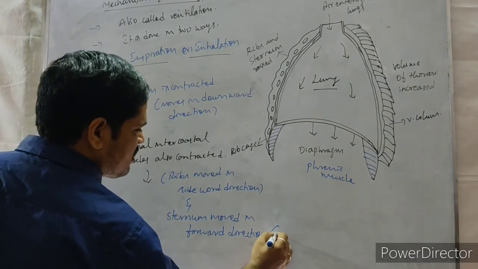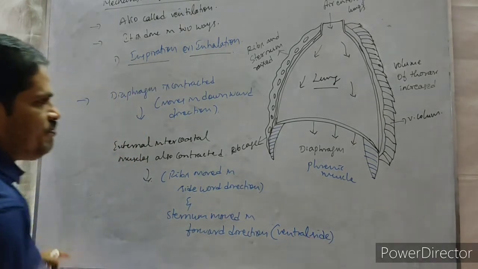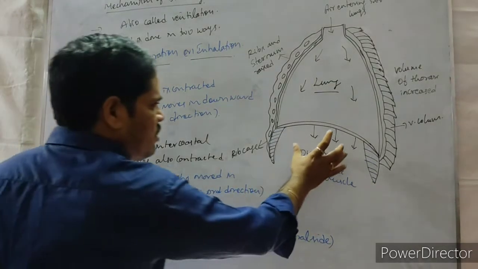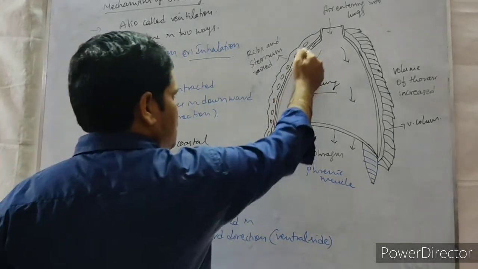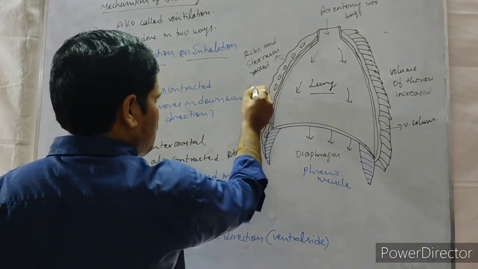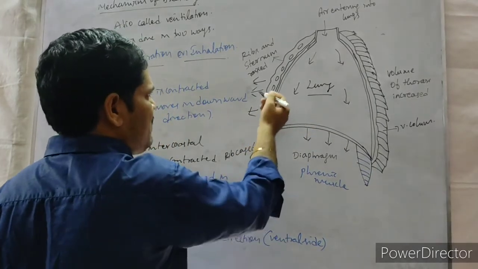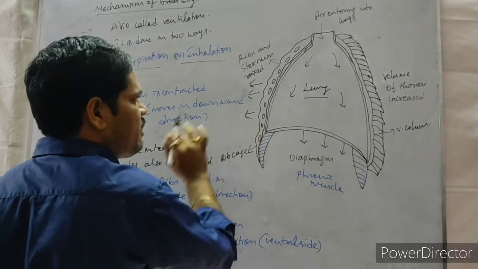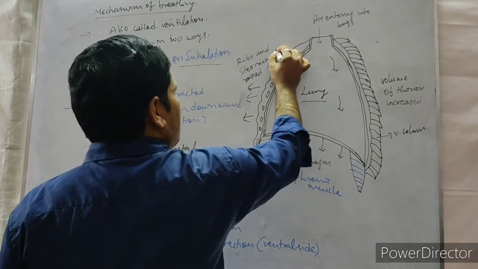So what is that forward direction? The ventral side, it will be moved. Due to the contraction of the diaphragm, it moved in a downward direction. Contraction of external intercostal muscles present here, the ribs are moved in a sideward direction like this. Then the sternum also moved in the ventral direction.